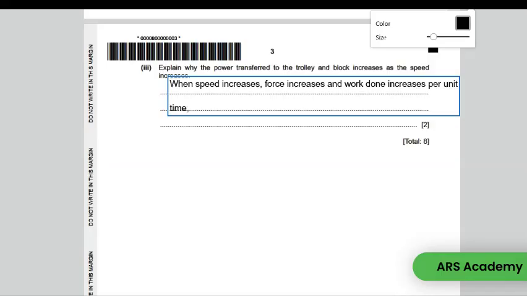So for 2 marks, we can just write the increase in speed means the force and the work done increases per unit time. So the power also increases.